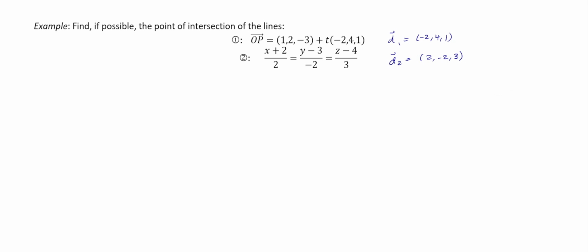So what we're going to do is check if line 1 is parallel to line 2. And we do that by checking to see if d1 is equal to some scalar value times d2. This is how we're going to check to see if the two lines are parallel. Let's look at the direction vectors. D1 is negative 2, 4, 1, and D2 is 2, negative 2, 3.